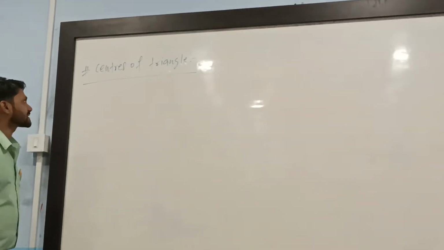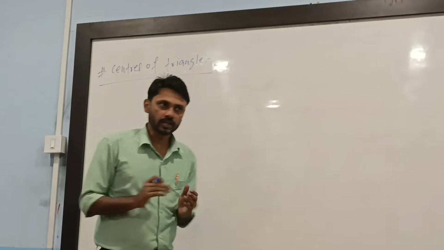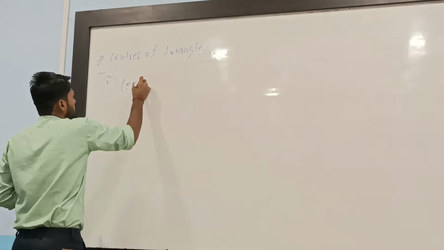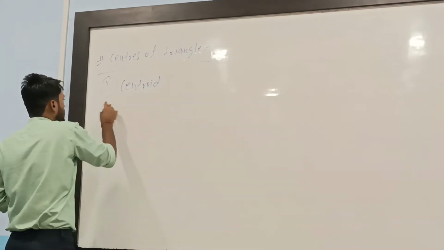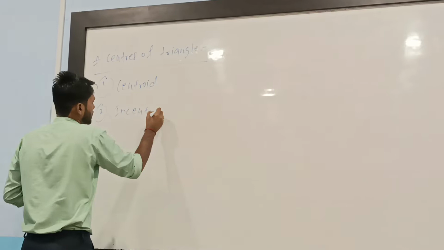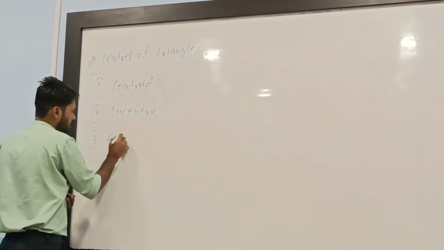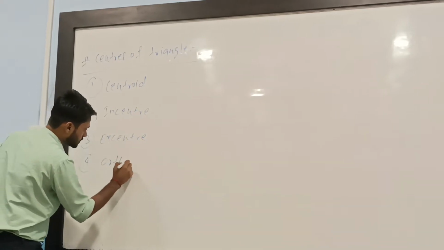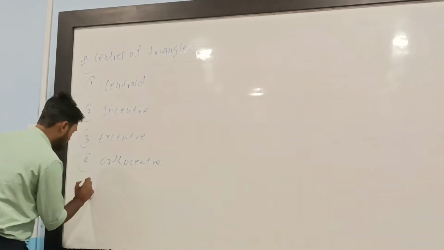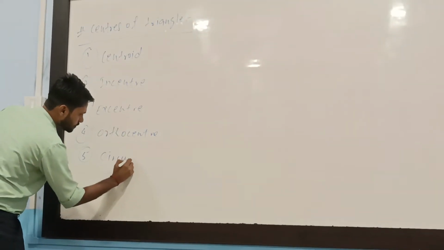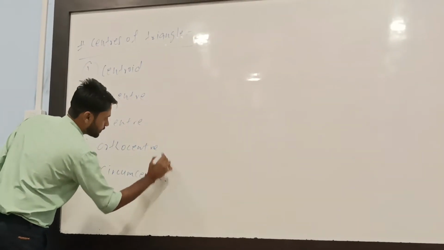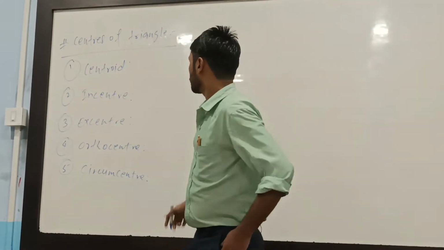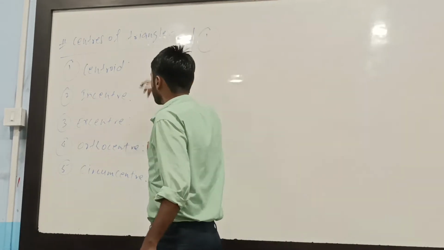Okay, so today we are going to discuss the centers of the triangle. You know there are 5 types of centers of a triangle. One is centroid, second one is incenter, third one is excenter, fourth one is orthocenter, and the fifth one is circumcenter. We will discuss one by one. So let's start with the first one, that is centroid.